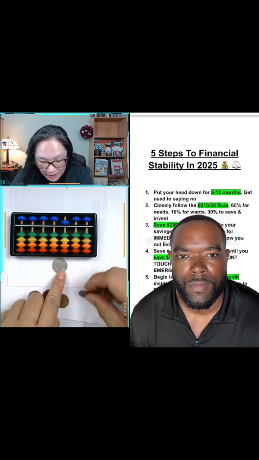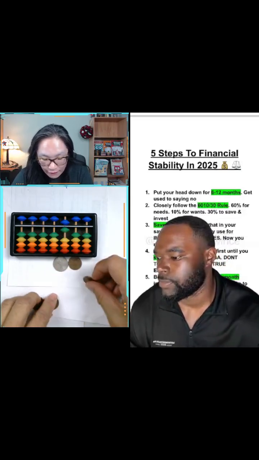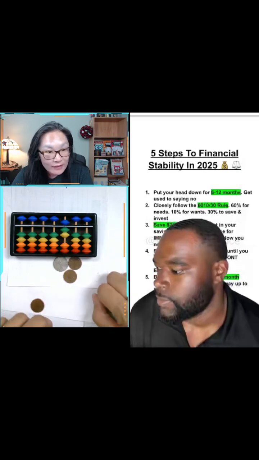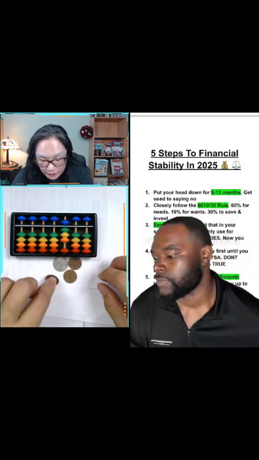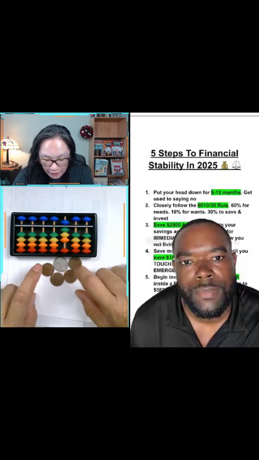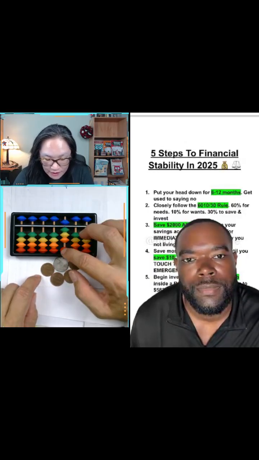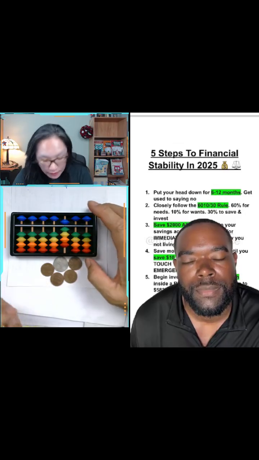So now we can actually count. 5 plus 1 is 6. 5 plus 2 is 7. 5 plus 3 is 8. 5, 6, 7, 8. And this is 9. 5 plus 4 is 9. And that is how we read it on the abacus.